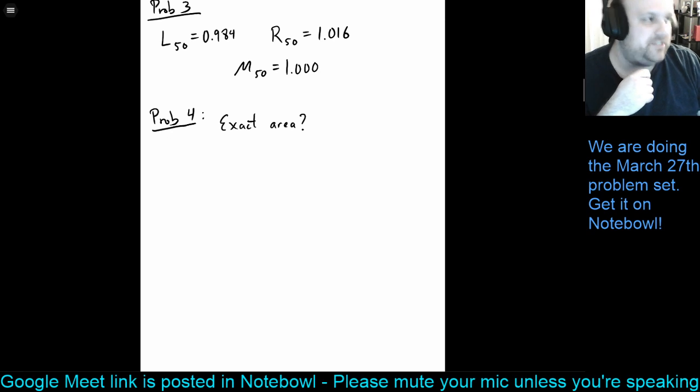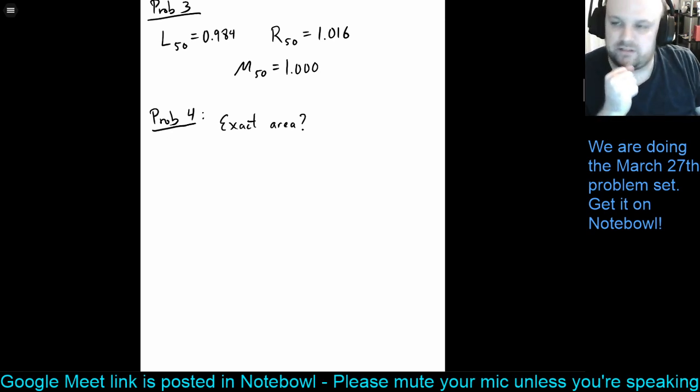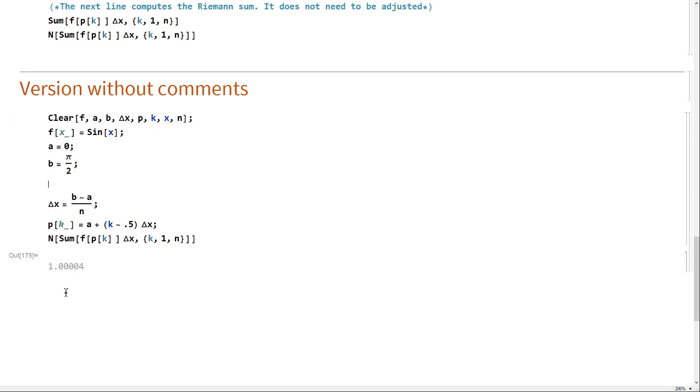So how could we do this, though? How could we compute the actual area? Well, if I go back to Mathematica here, right? If instead of saying what n is, maybe I get rid of this line.